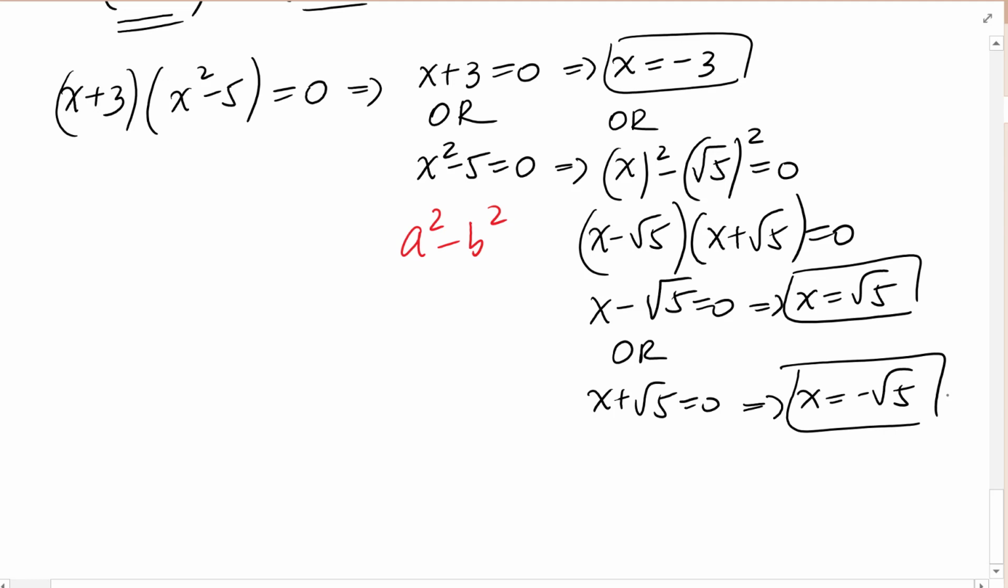So we got 3 solutions: negative 3, square root of 5, negative square root of 5. I hope this helps.